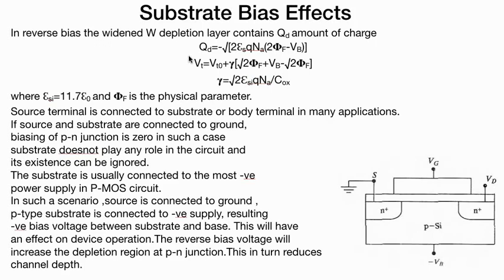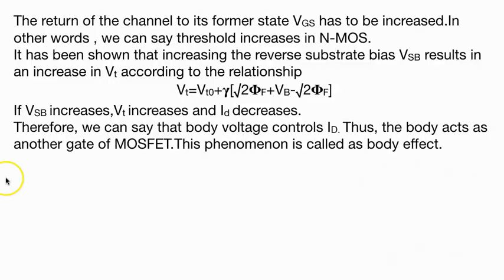This will have an effect on the device. The reverse bias voltage will increase the depletion region at the PN junction. This in turn reduces the channel depth. Now, what we need to do is make the channel return to its former state. In other words, we can say that the threshold increases in NMOS. And it can be shown that increasing the reverse bias results in an increase in V_T.